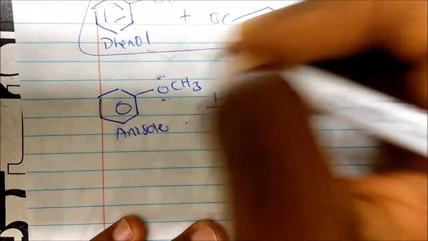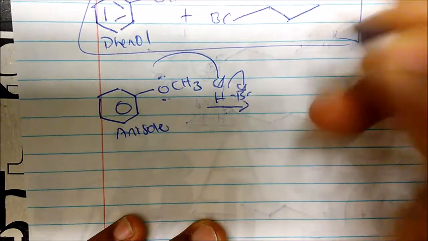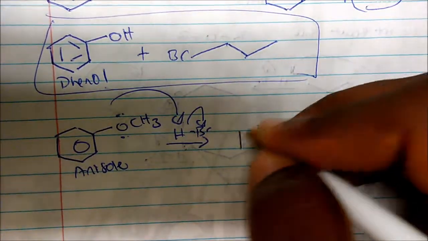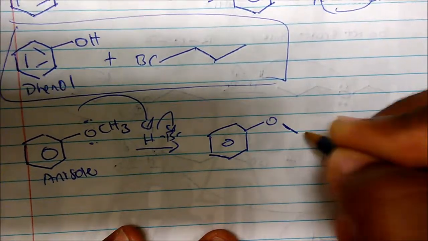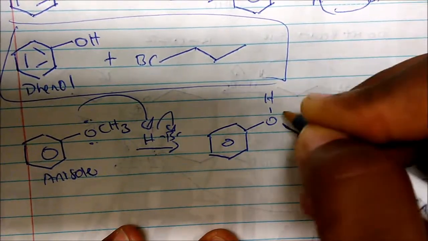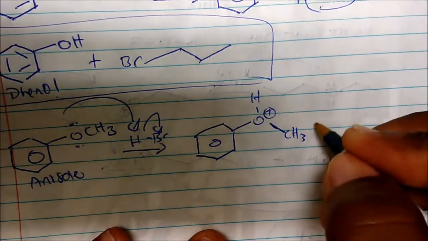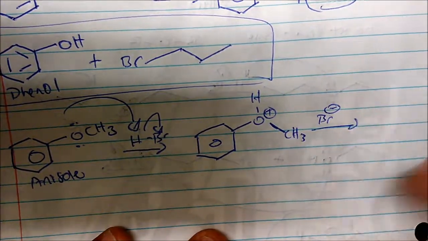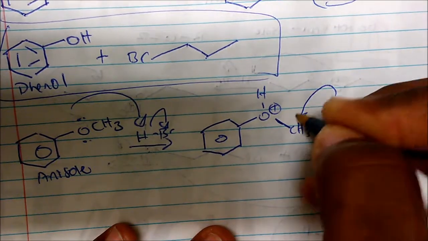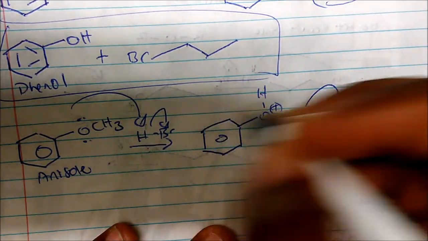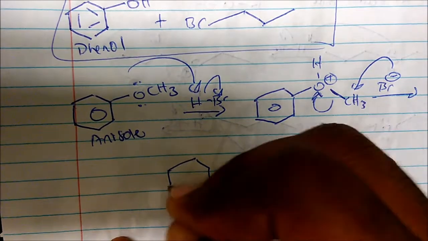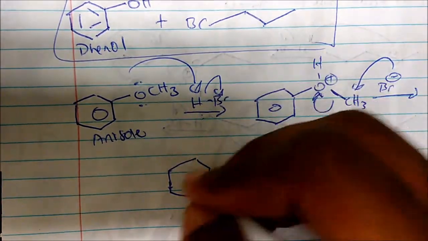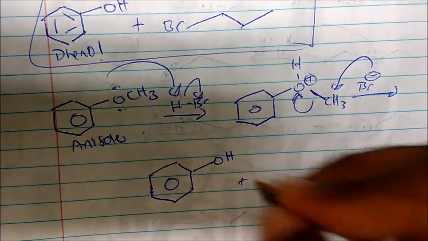Again, oxygen needs protonation. It comes to take the hydrogen, kicks off the bromine. And I get my oxygen with a CH3 and a plus charge. Again, my bromine that is negatively charged comes in, attacks my carbon. It has no choice because we haven't learned anything about addition to the benzene ring yet. Right? And then these bonds break on the oxygen. And again, this is what we form. We form phenol and methyl bromide.